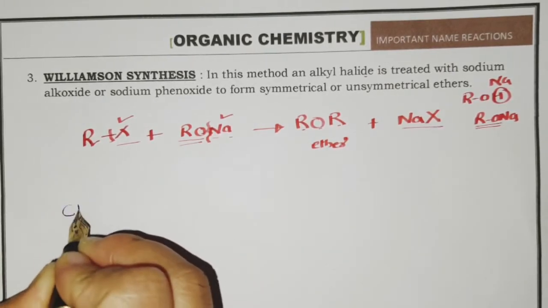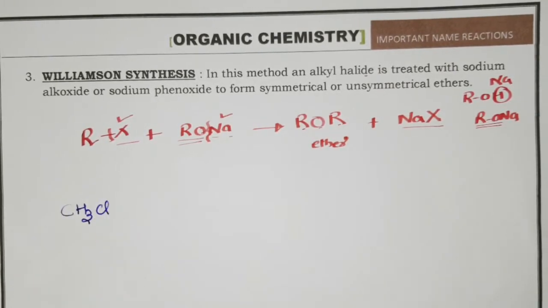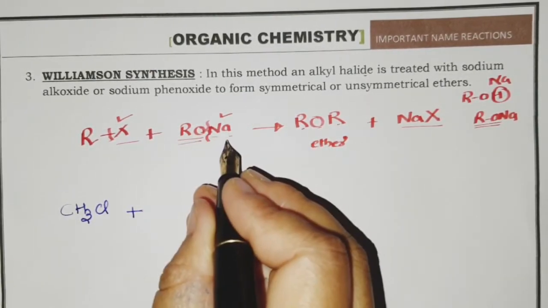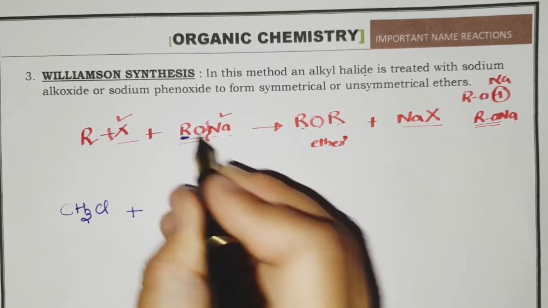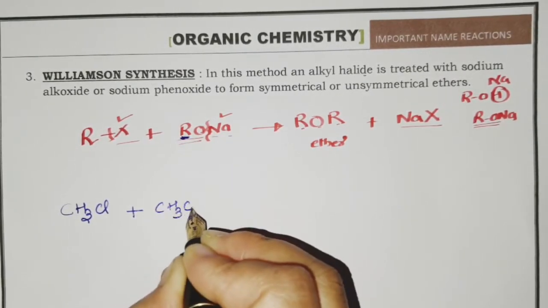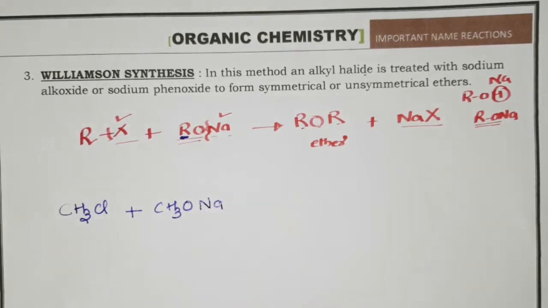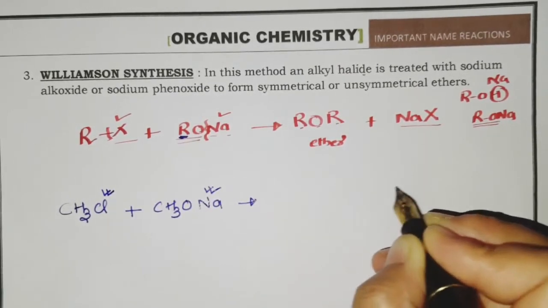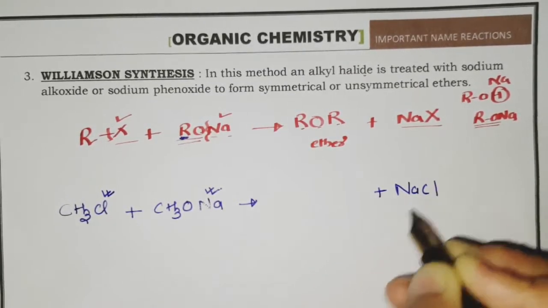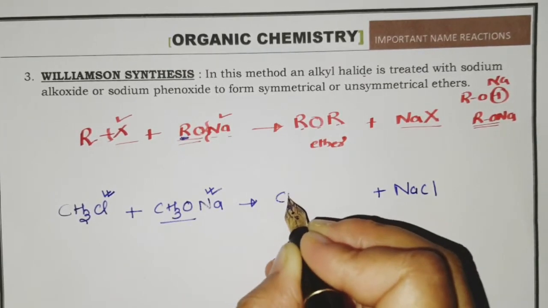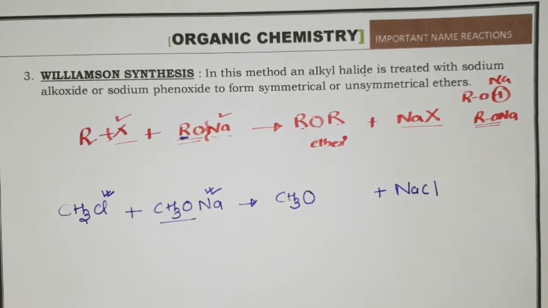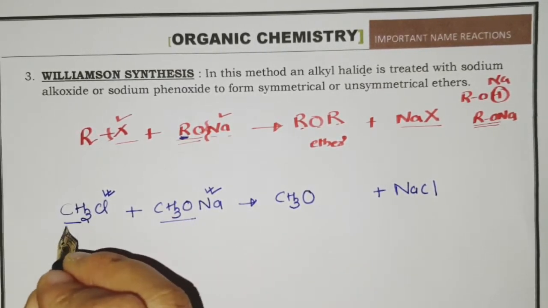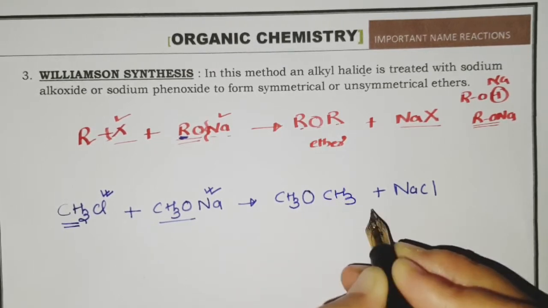Any alkyl halide, let us take methyl chloride, and an alkoxide, let's take R as again CH3, then O, then Na. Now what happened? Your Na and Cl will be removed as NaCl. Now what remains? CH3, then O. Every time write your alkyl group with oxygen first. Then the other CH3 remains. You will get a symmetrical ether.